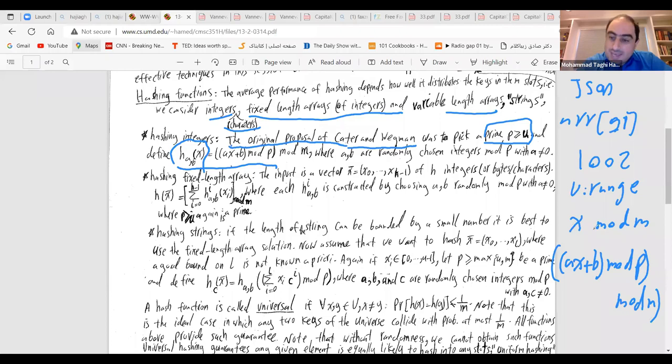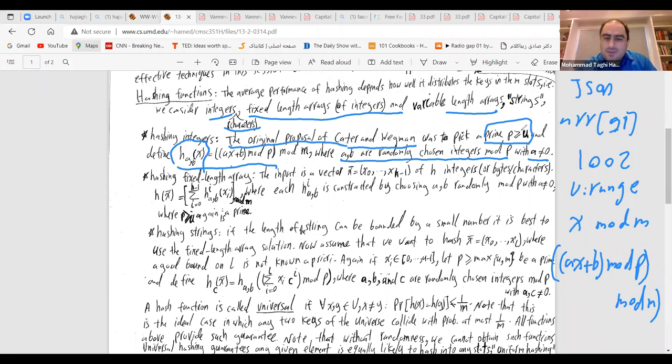That's the main thing. Instead of just doing X mod M, because as I mentioned, if you just do X mod M, then X plus M mod M goes to the same thing. So here, how do we do that? P is some prime number greater than U. What about A and B? A and B are randomly chosen integers mod P, with the condition that A is not equal to zero. First we choose a random number P greater than U. If P is large enough, then we can do that.